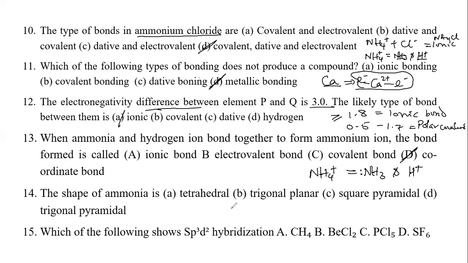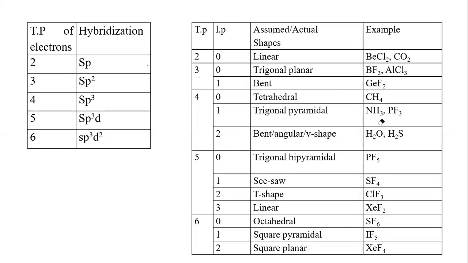Question number 14. The shape of ammonia is what? The shape of ammonia is pyramidal, trigonal pyramidal. I have a slide here for you. I'm going to just teach you hybridization and shape of molecule within 3 minutes. So with that, you'll be able to understand hybridization and shape of molecules. Now, to determine the hybridization of molecules, what you need to do is to calculate the total pairs of electron in that molecule. Sorry, I may use more than 3 minutes to explain both hybridization and shape of molecules.